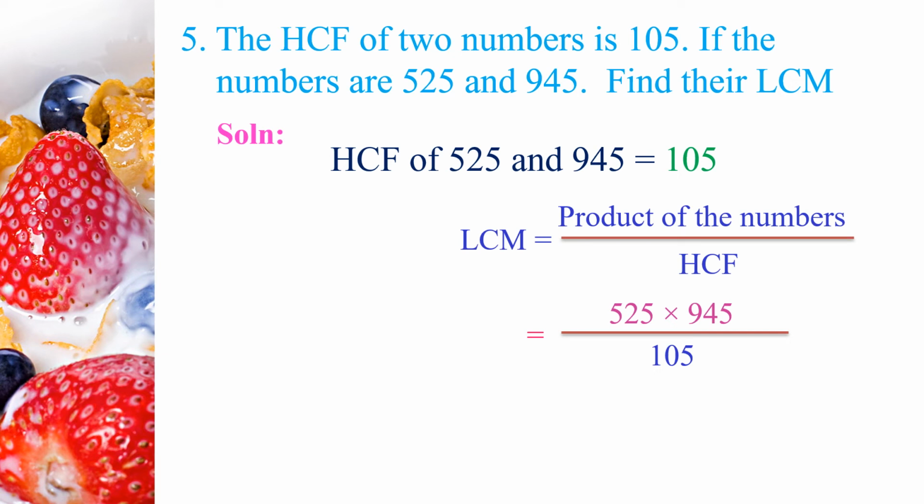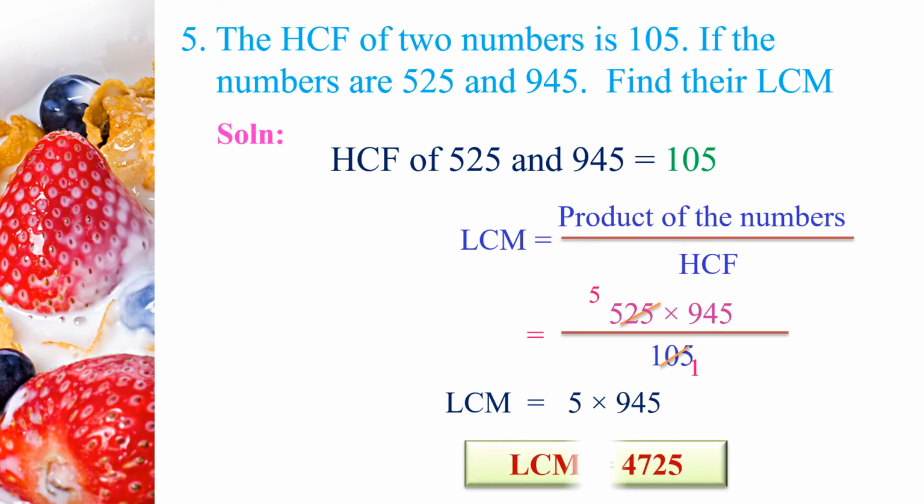So now we are going to simplify. 105 ones are 105. So we'll get 1, and 105 fives are 525. Here we have 5 multiplied with 945. When you multiply, you'll get LCM equal to 4725.